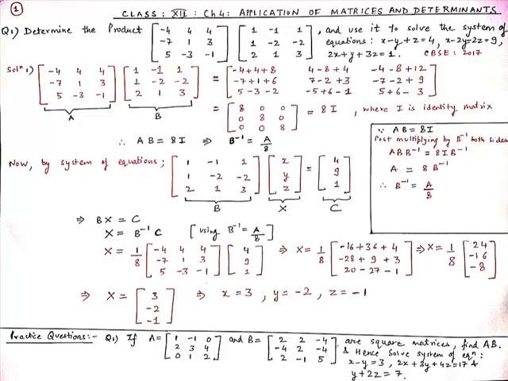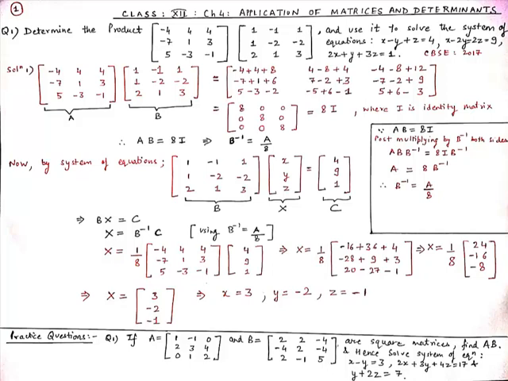Now, since the product AB is equal to 8 into I, when we post multiply by B inverse on both sides, AB into B inverse is equal to 8 into I B inverse. In the LHS, B into B inverse is I. So we get A is equal to 8 into B inverse. So from here, B inverse is equal to A upon 8.